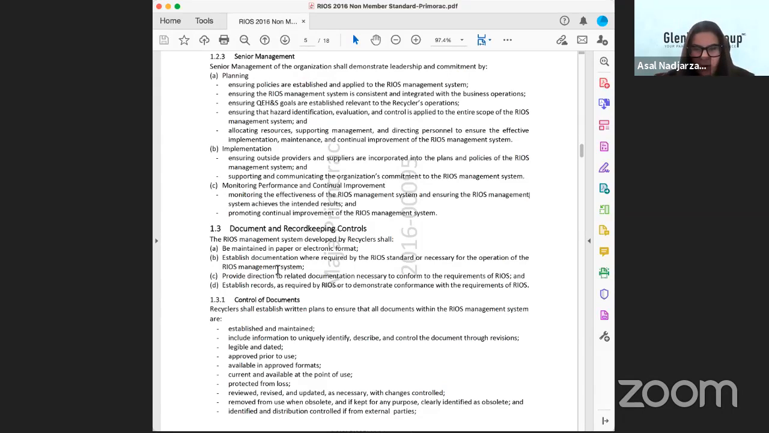All righty. Okay, so that was kind of the overview of the control of documents and records. So now let's dive into specifically control of documents. Recyclers shall establish written plans to ensure that all documents within the RIOS management system are established and maintained, include information to uniquely identify, describe, and control the document through revisions, legible and dated, approved prior to use, available in approved formats, current and available at the point of use, protected from loss, reviewed, revised, and updated as necessary with changes controlled, removed from use when obsolete, and if kept for any purpose, clearly identified as obsolete, and identified and distribution controlled if from external providers.